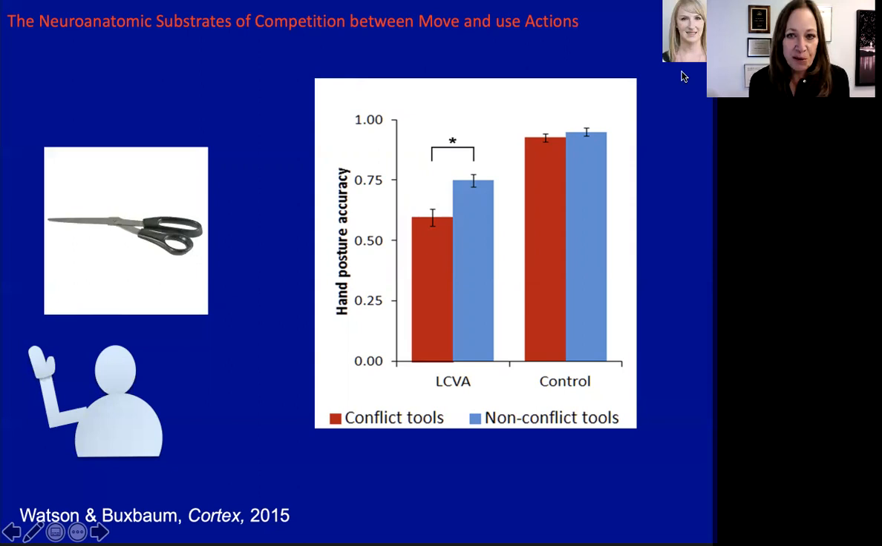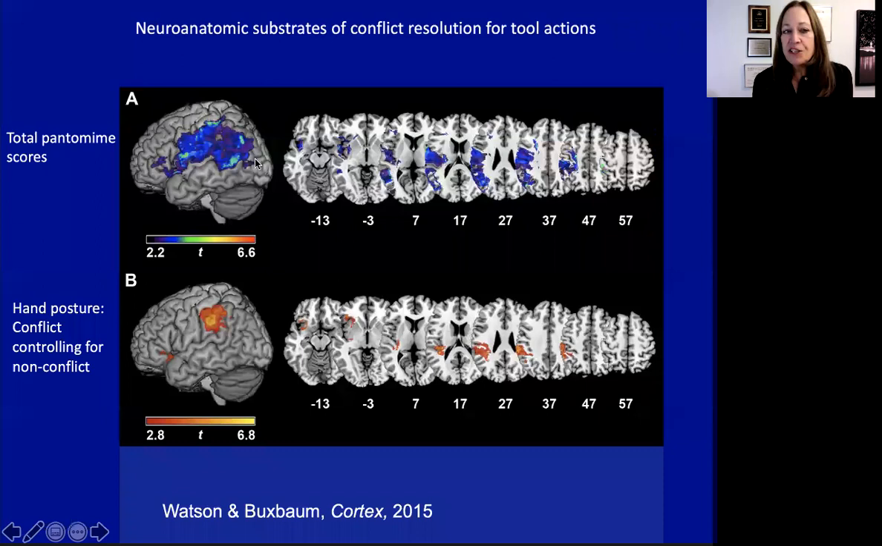Now, the lesions, we also looked at the lesions associated with these impairments, both in overall pantomiming, as well as particular difficulty with conflict tools, controlling for non-conflict tools. And we found different patterns. So what we found here is characteristic of what many investigators have found with apraxia, which is that a broad region of the left hemisphere is critical in praxis, both the temporal lobe, the parietal lobe, the frontal lobe, part of why it's been so difficult to kind of nail down. The apraxia syndrome is quite a distributed region that's critical for praxis.